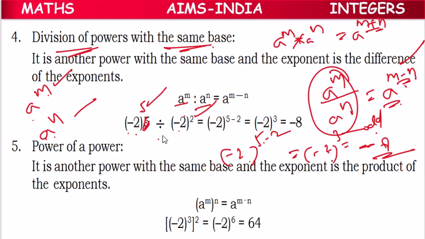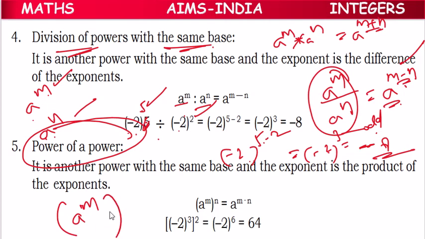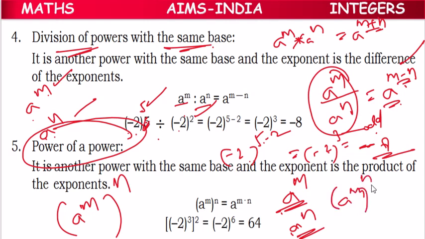Next, power of a power means we have a^m, then again the whole raised to power n. If a^m is a power with another power n, with the same base a, then (a^m)^n is also a power of a, whose exponent is the product of the two powers: a^(mn).